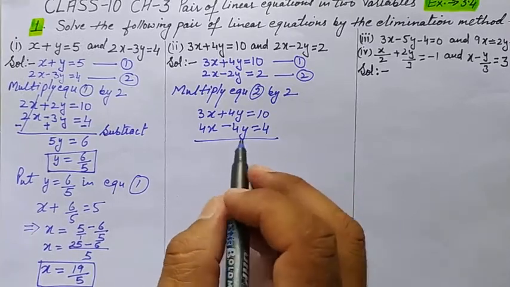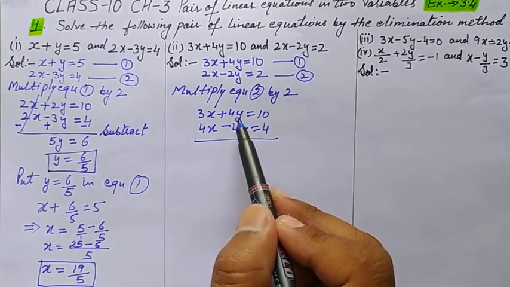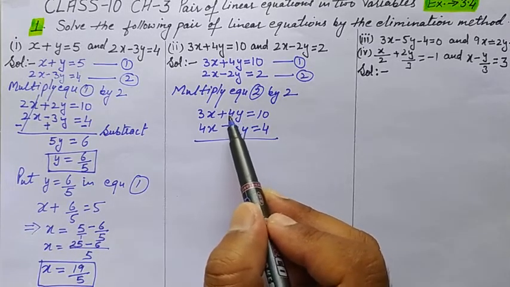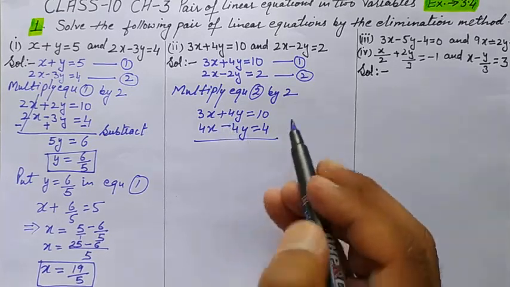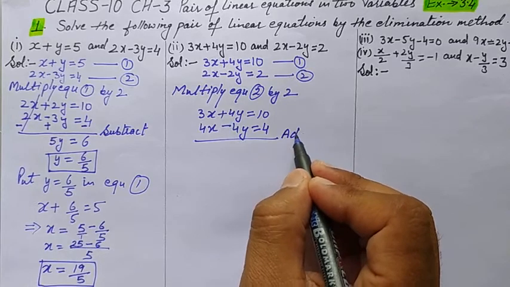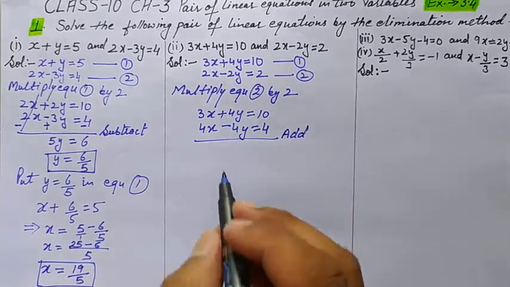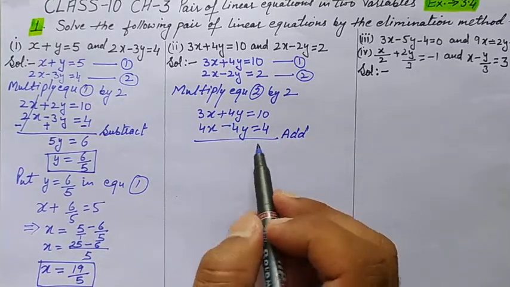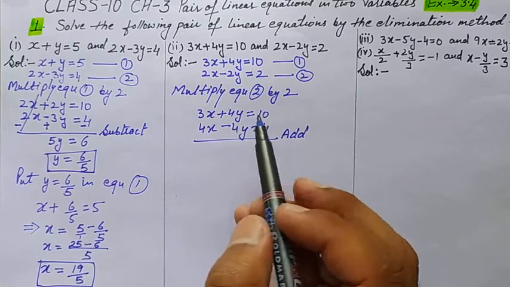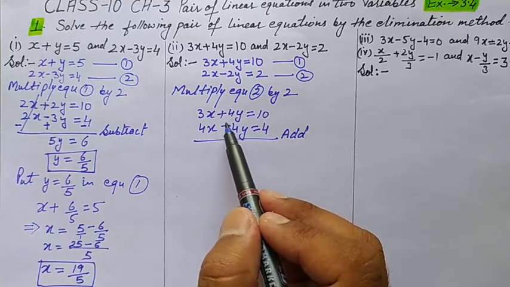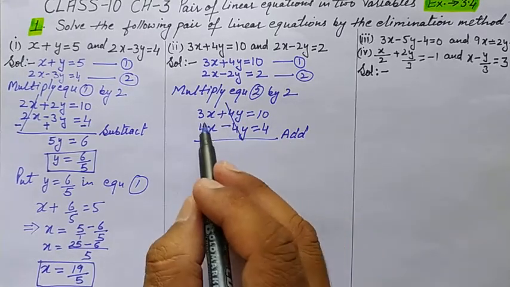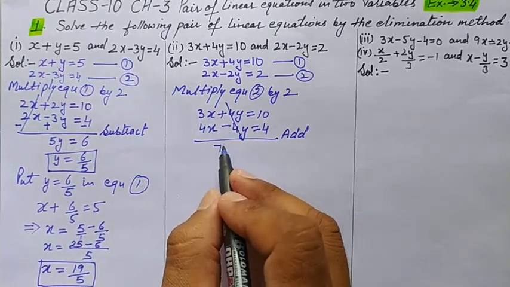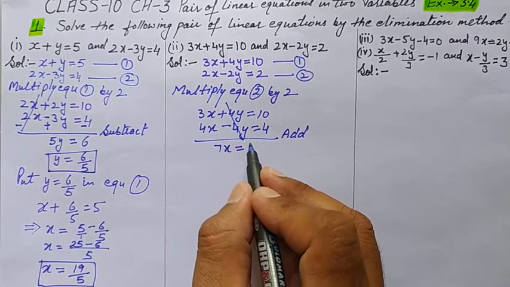Now see here, the coefficients of y have different signs, so we are to add the equations. If signs are different, then we add these two equations. In addition, there is no need to change the signs because we just need different signs. These already have different signs, so we'll cancel these. Now 4x plus 3x is 7x and 10 plus 4 is 14.